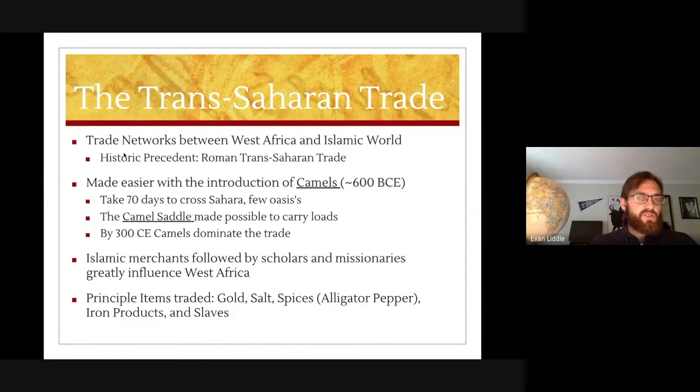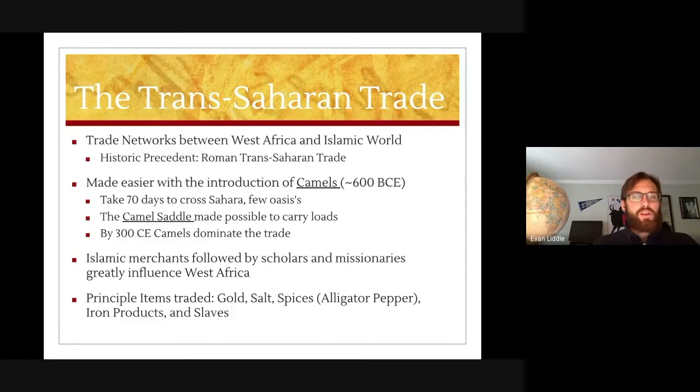Now, the Trans-Saharan trade during this time does, in fact, have an ancient precedent. The Romans did a lot of trade across the Saharan desert, so this is not unheard of before this time period, but it is new in this time period. Now, while most people cross the Sahara using horses and possibly donkeys, the introduction of camels from the Middle East and East Africa made this much, much easier. It takes about 70 days to cross the Sahara, and there's not a lot of water sources along the way.